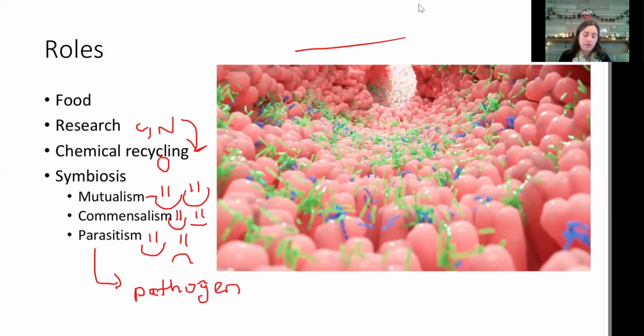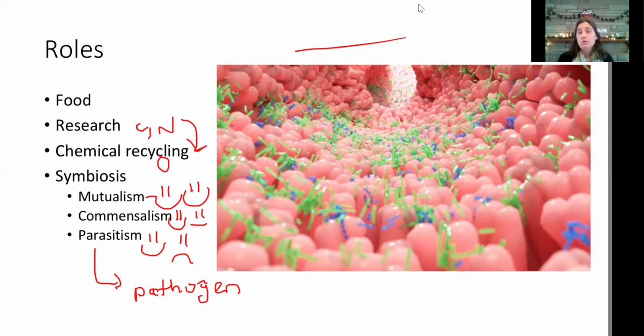Other things that bacteria do for us, they help make antibiotics. So a lot of antibiotics that we've discovered are compounds that are produced by bacteria, and those bacteria are producing those compounds to reduce competition for themselves, but then we get the benefit of that. They make vitamins, as we talked about, in the intestines.